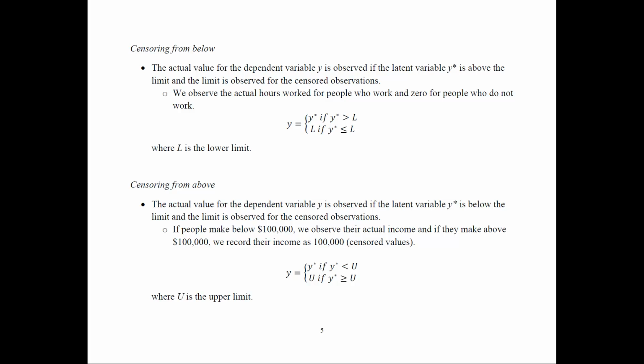With censoring from above, we have just the opposite. Say if people make below 100,000, or this upper limit u, we would observe their actual income. But if they have incomes higher than this upper limit, like above $100,000, then we would just observe 100,000, or u. So now you would have a data set where you have a lot of these upper limits, like 100,000 or whatever the value is, and then you will have numbers that are below that.